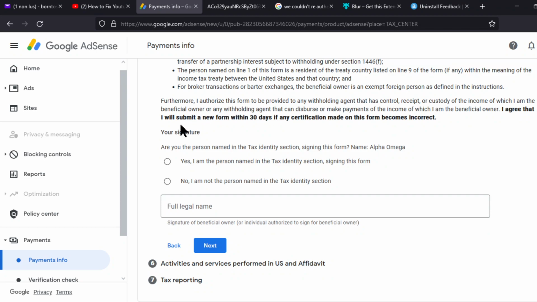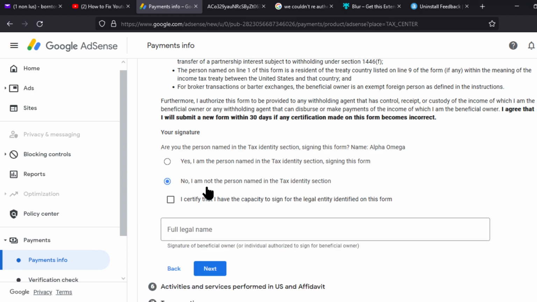More questions. I will submit a new form within 30 days. No, I'm okay like that. Are you the person named in the tax identity section, signing form, blah, blah, blah? No. Yes, I'm the person named in the tax identity section, signing this form. No, I'm not the person named in this section. It's not me. They're asking too many difficult questions.